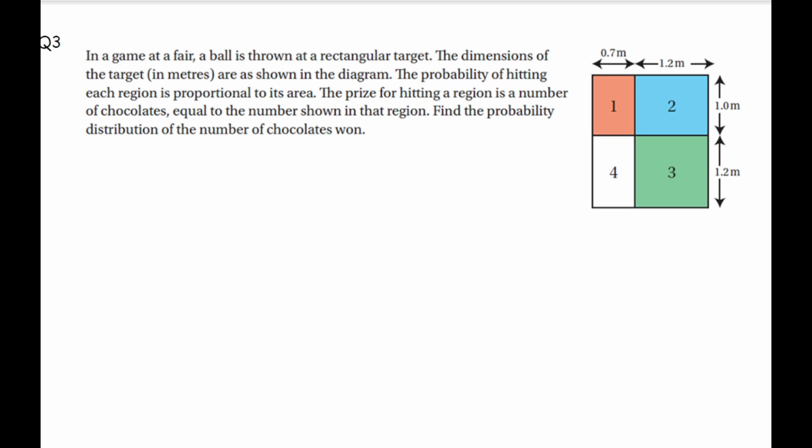Now moving on to our third example, it says in a game at a fair, a ball is thrown at a rectangular target. The dimensions of the target in meters are shown in the diagram. The probability of hitting each region is proportional to its area. The prize for hitting a region is a number of chocolates equal to the number shown in the region. Find the probability distribution of the number of chocolates won.